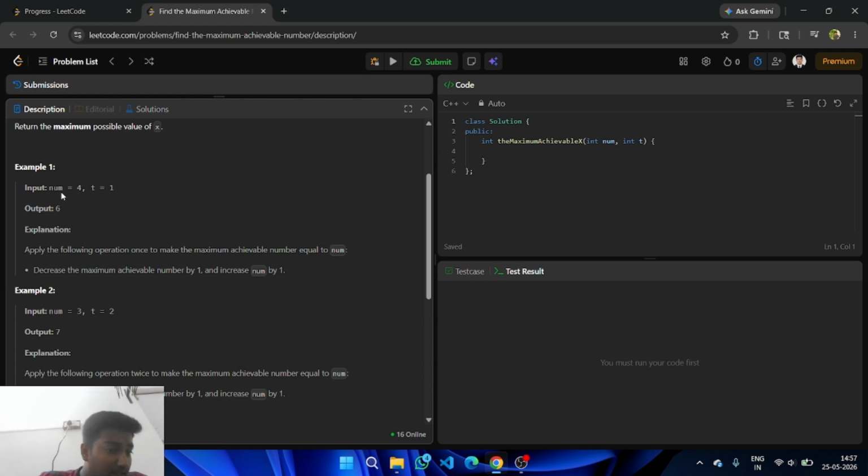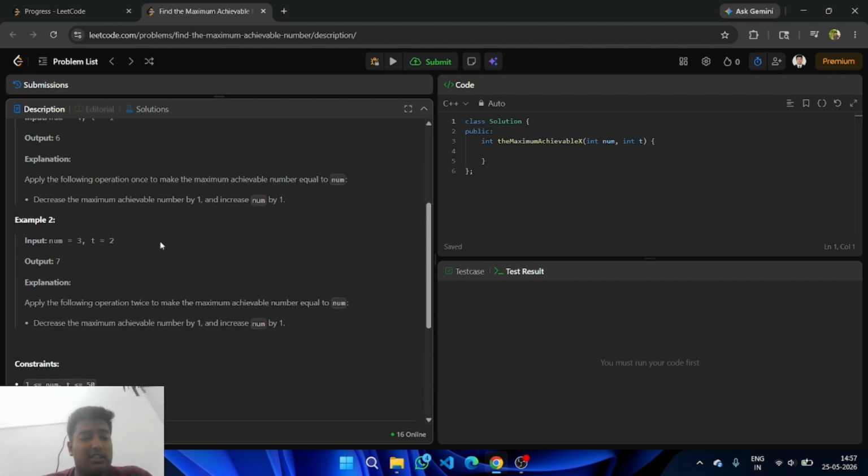And example 2: input num is equal to 3 and t is equal to 2. So the output is equal to 7. Explanation: apply the following operation twice to make the maximum achievable number equal to num. Decrease the maximum achievable number by 1 and increase num by 1. So this is the increase-decrease scheme.